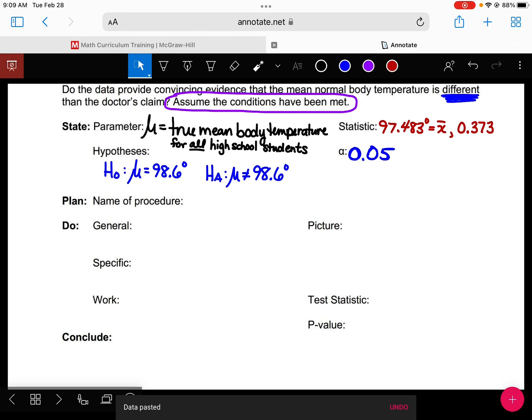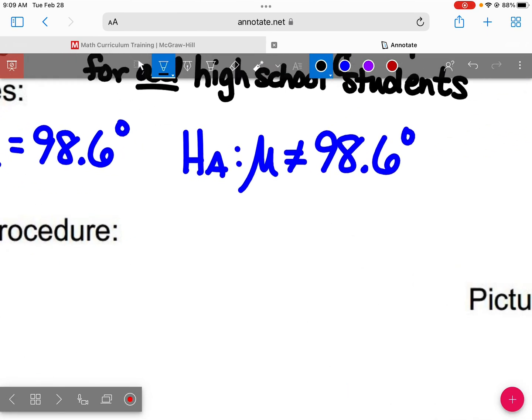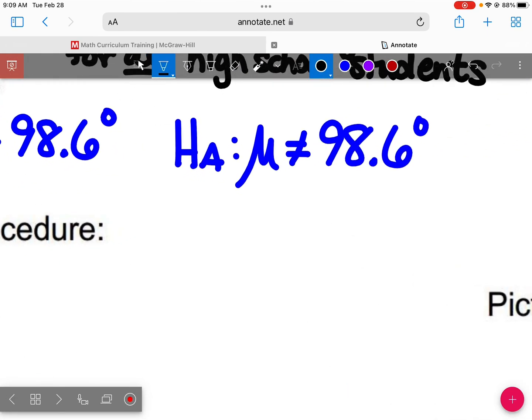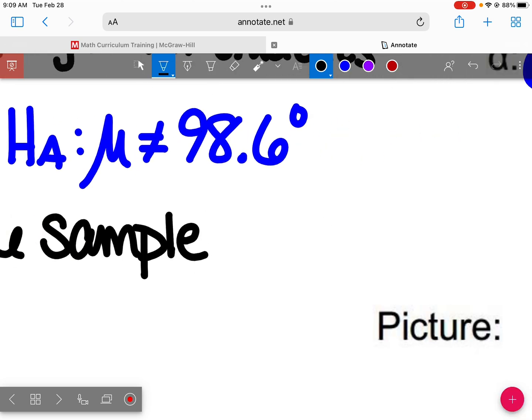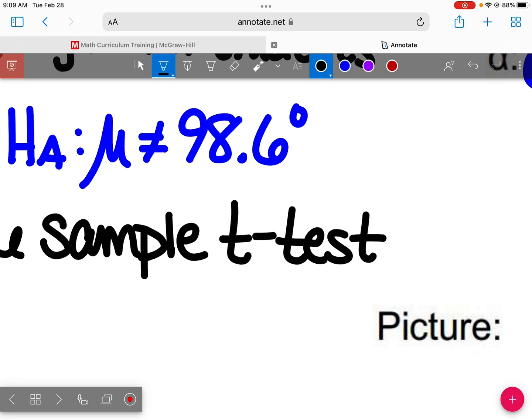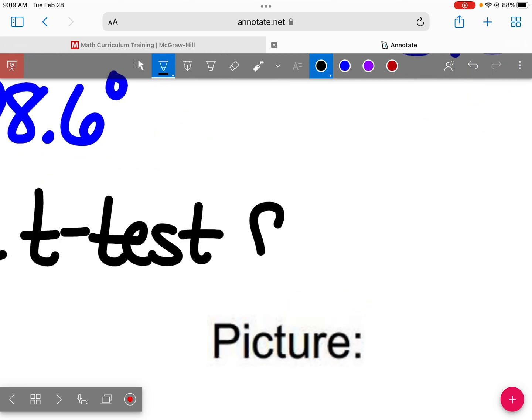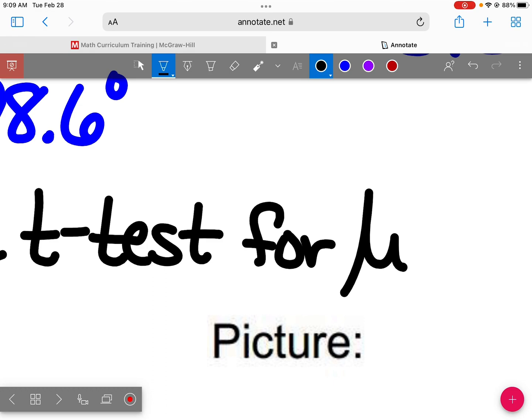What would the name of our procedure be here? Yes, one sample t-test. Why not t-interval? We're doing a significance test. When we're creating a confidence interval, that would be a t-interval. This is a t-test, and then we name our parameter here. The whole reason that we're doing this test is for mu.